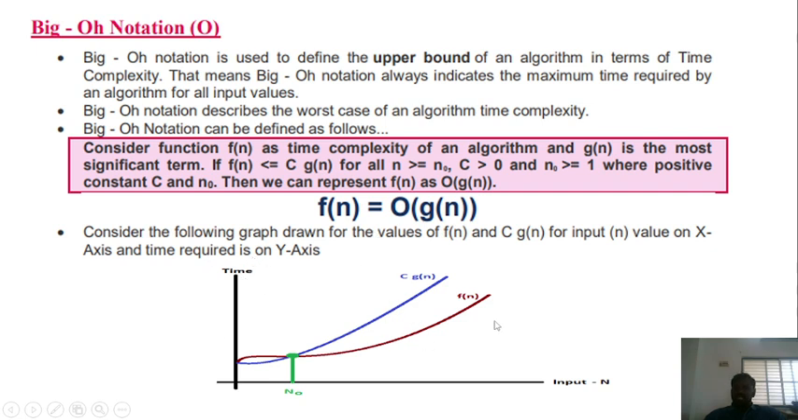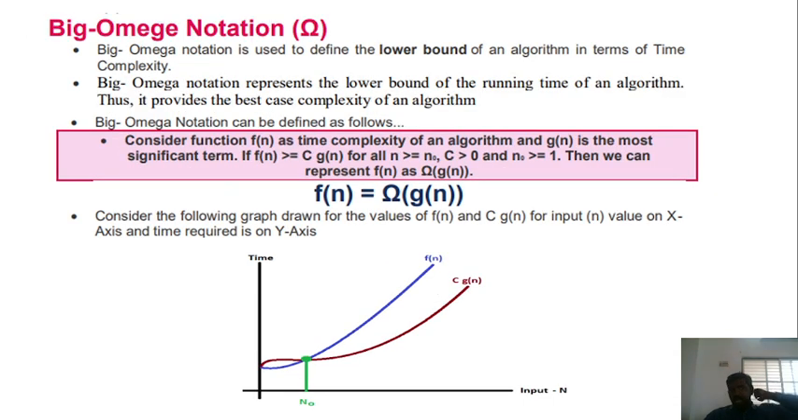Let's take this graph, which we already discussed. If the number of inputs increases, how will the time behave? Though f of n is the time complexity of an algorithm, the most significant term for this is c into g of n, which is actually more than the required one. So it is the worst case of an algorithm. It takes maximum time.